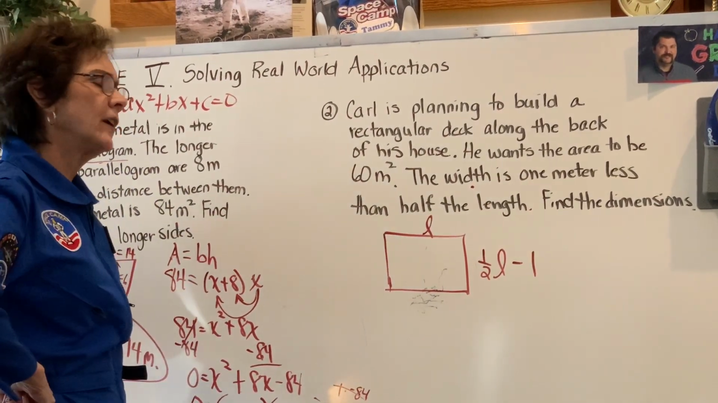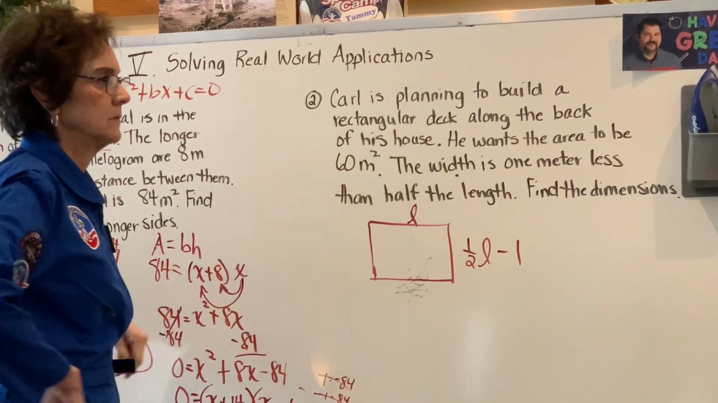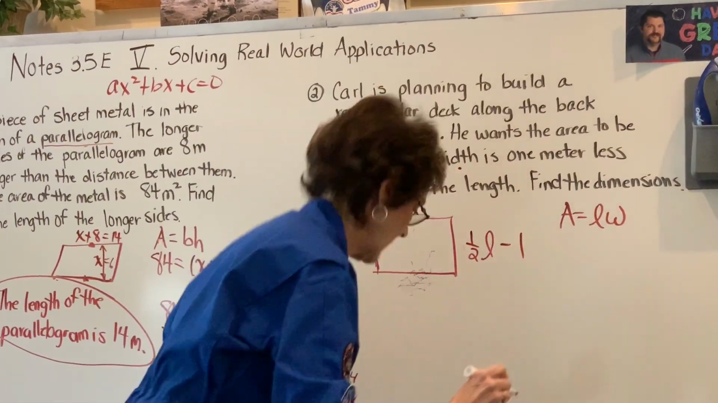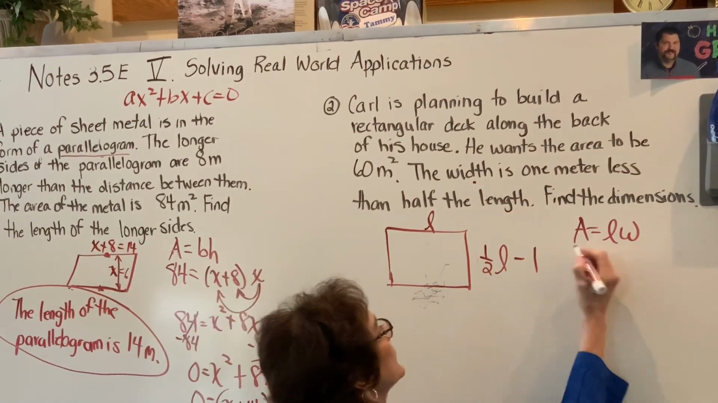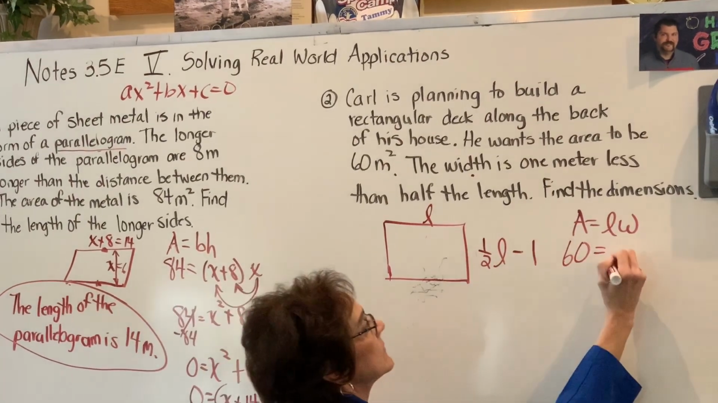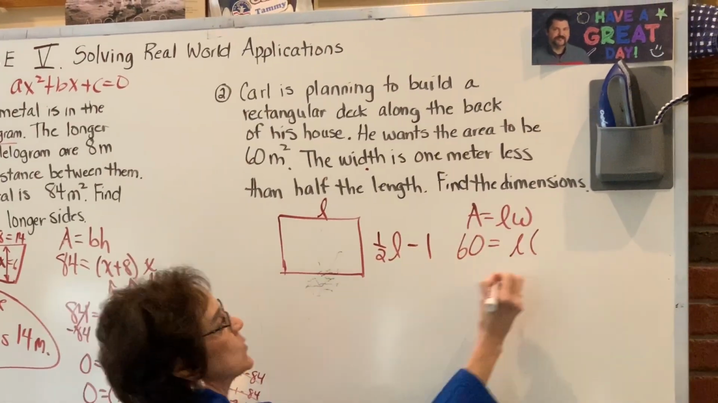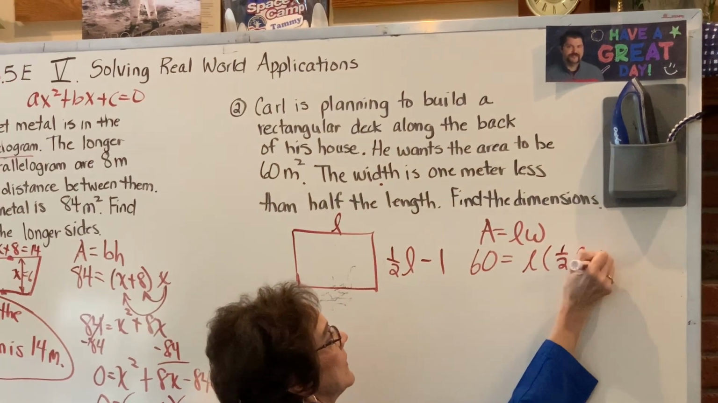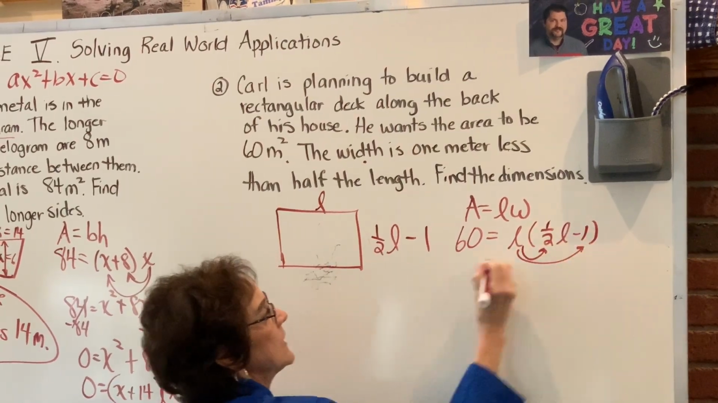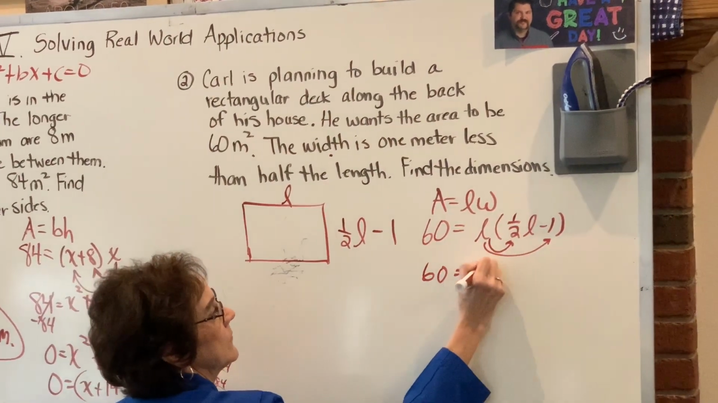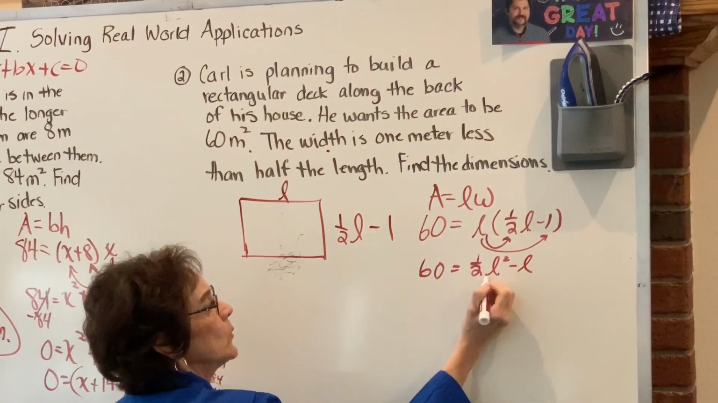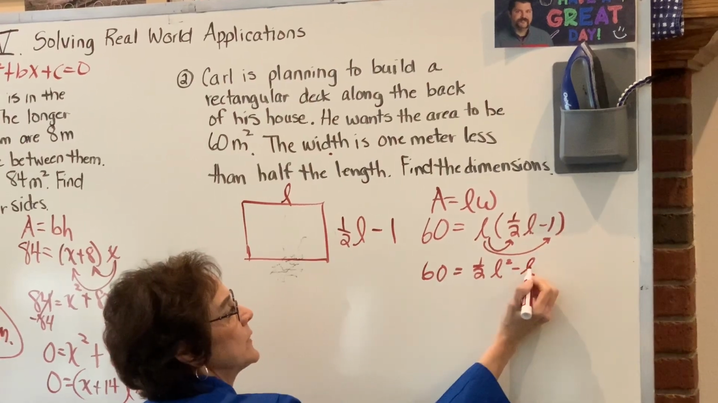All right, now, how do you find the area of a rectangle? Hopefully you remember. Length times width. So let's fill it in. The area that's needed or wanted is 60. The length is L. The width is 1/2 length minus 1. All right, we'll distribute again just like we did last time. L times 1/2 L would be 1/2 L squared. L times -1 would be -L.